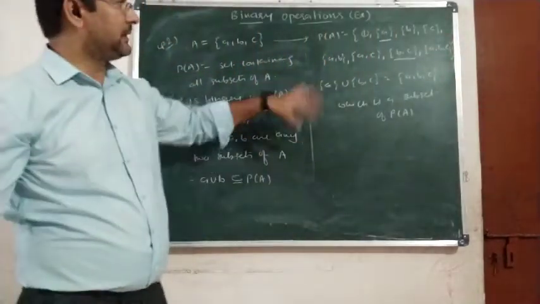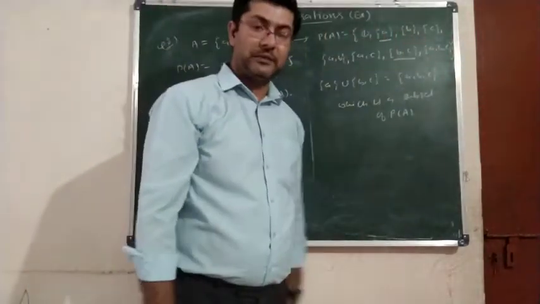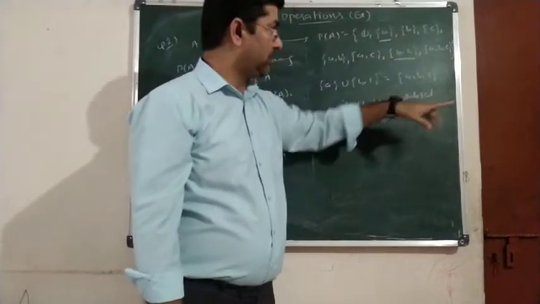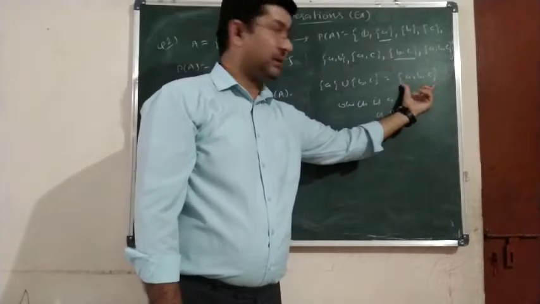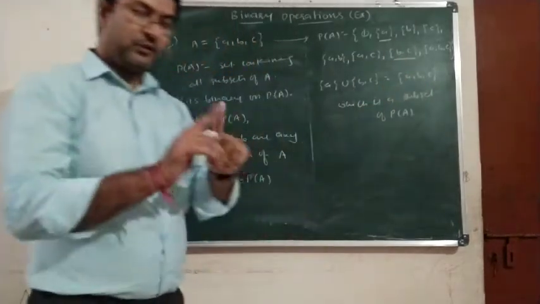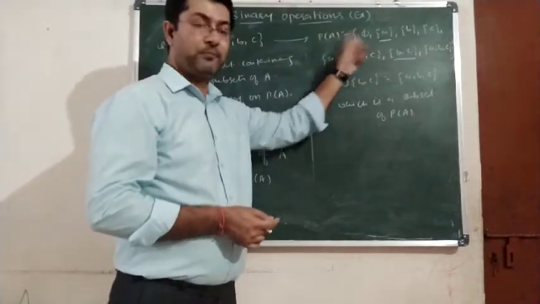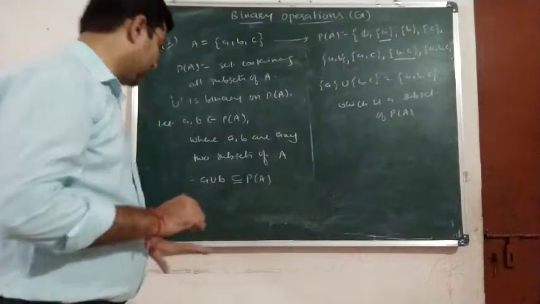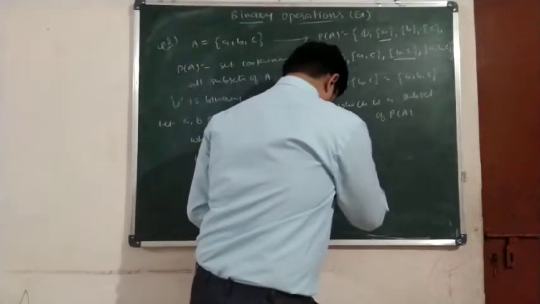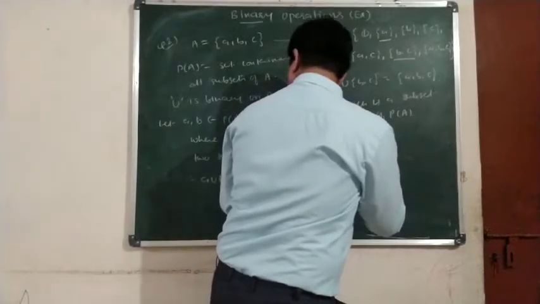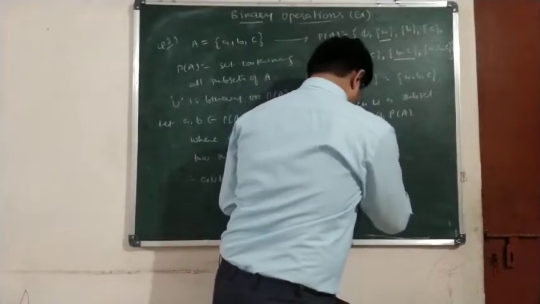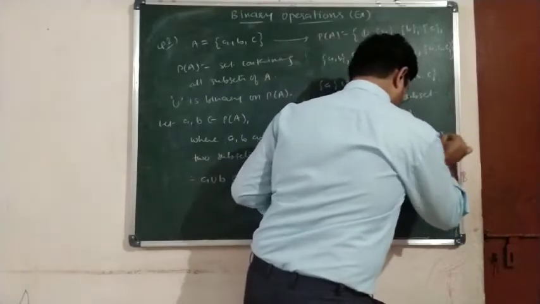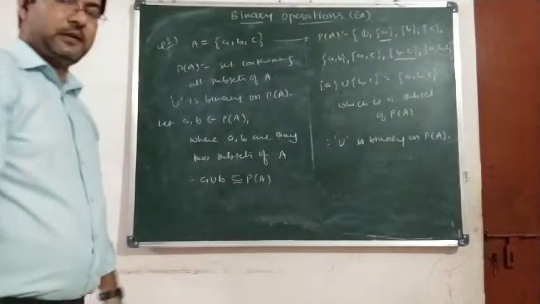And similarly you can take the union of any two sets, even the empty set and this last subset. So you will find that the union is {a, b, c}, which belongs to P of A. So if you take the union of any two subsets from P of A, the answer will belong to P of A only, and therefore it is binary. Therefore, union is binary on P of A. Clear? Note down please.